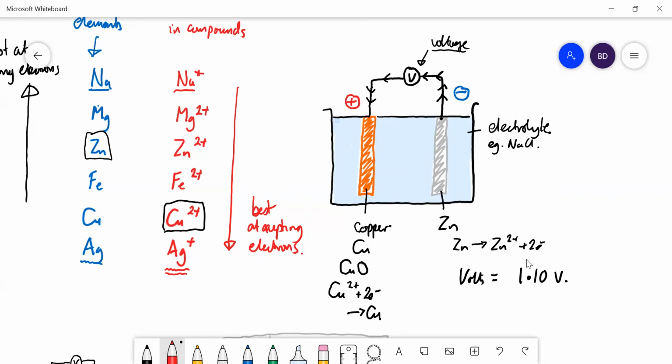Now, you can imagine if we replace the copper with an even less reactive metal, so let's get rid of that copper and we put silver in there. What do we say about silver? We said silver, I should do it in blue really, because that's the metal. Oh no, I have Ag plus, sorry, yeah, in red. That is even better at accepting electrons than Cu2 plus. So that means that draws electrons towards it too. So the voltage, you'd find out, would be a little bit bigger than that. It would be higher than 1.1 volt.